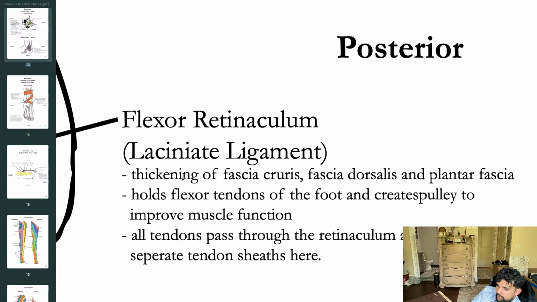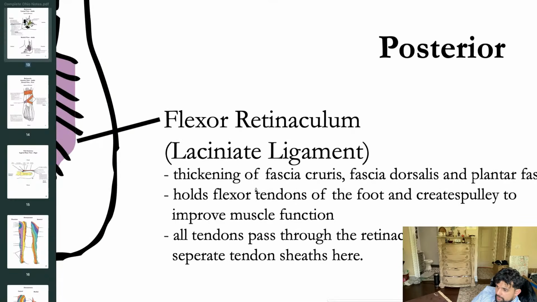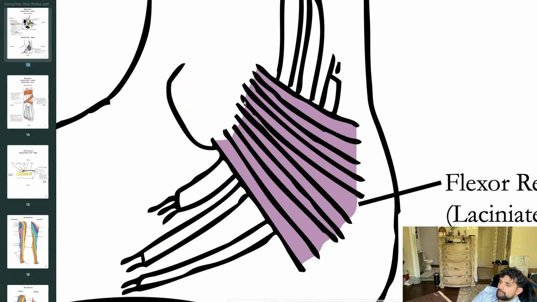Netter's anatomy shows this way better than this is showing, but it's continuous with the crural fascia, the deep fascia of the leg. It's continuous with the dorsal fascia of the foot, and it's also kind of attached and continuous with the plantar fascia. Sure, it does hold the flexor tendons down of the foot, and it creates a pulley. Why? Because these tendons and vessels would all be floppy.